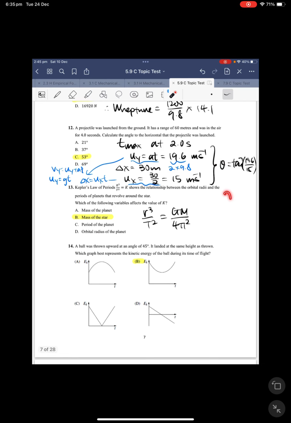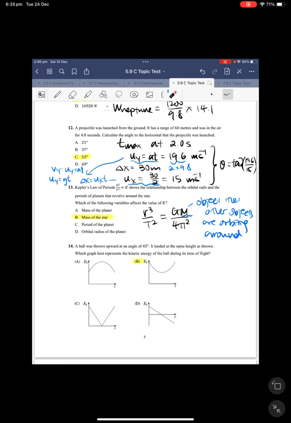Okay, the next one is another question on Kepler's third law, and it's asking us to recall which of the following variables affects the value of k. Now, we know that Kepler's third law is that r cubed over t squared equals GM over 4 pi squared. Now notice that capital M is the object that other objects are orbiting around. It's the object in the center of all the orbits, the one that's creating the orbit.